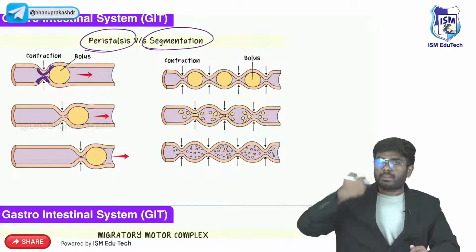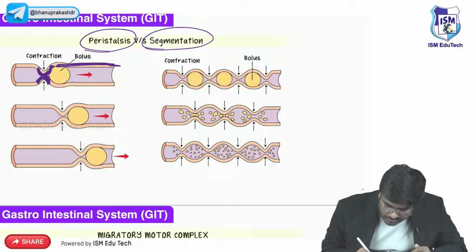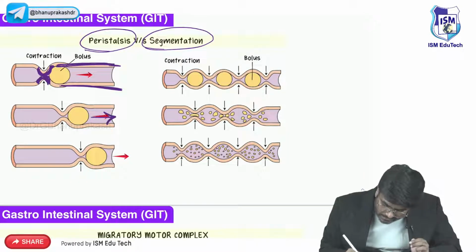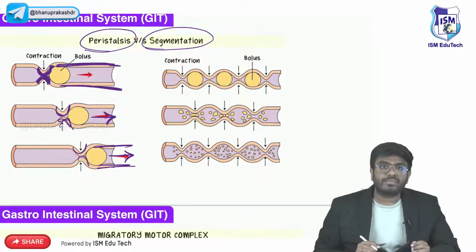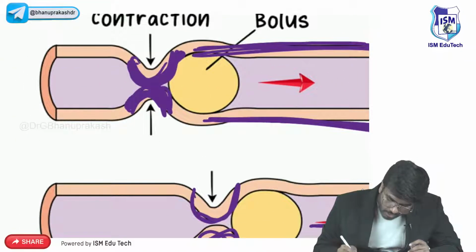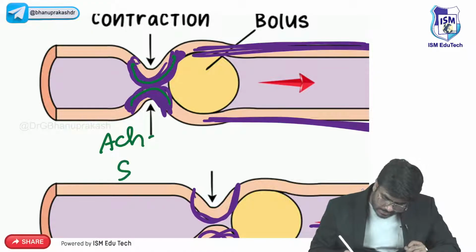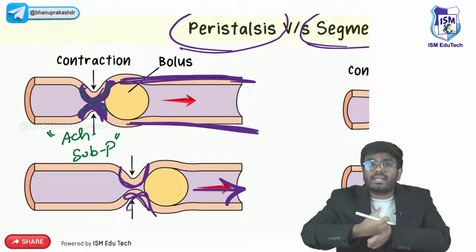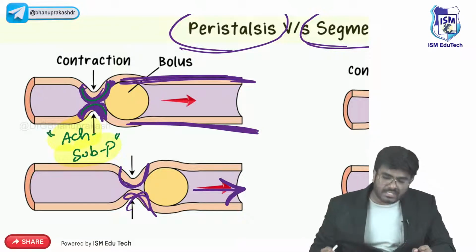To prevent regurgitation back, the proximal segment is undergoing contraction and the distal segment is undergoing relaxation to welcome the food. So what is happening? With time, food is moving forward, the proximal segment is getting contracted and the distal segment is relaxing. So the food propulsion is happening. The MCQ which they will ask you in the exam is, sir, the proximal segment is getting contracted because of which neurotransmitter? Acetylcholine and substance P. The neurotransmitters responsible for the contraction of the proximal segment are acetylcholine and substance P.